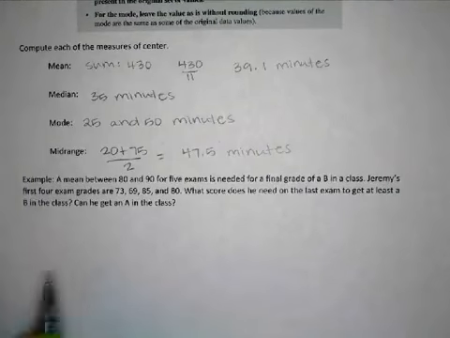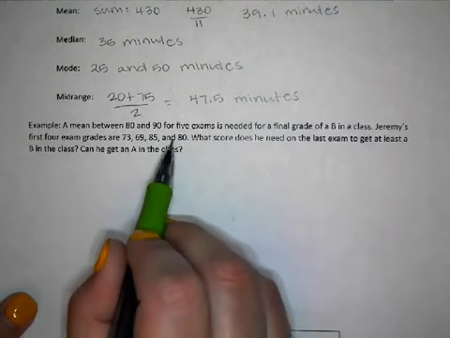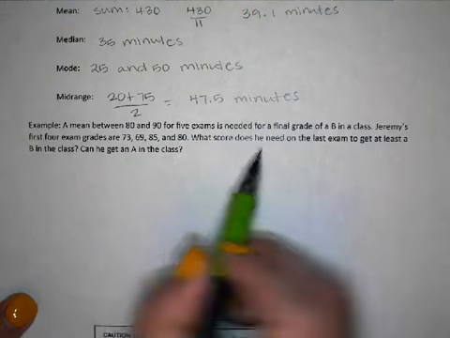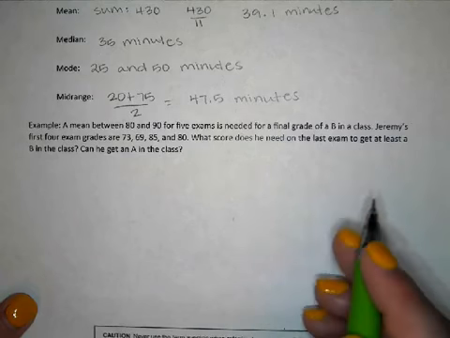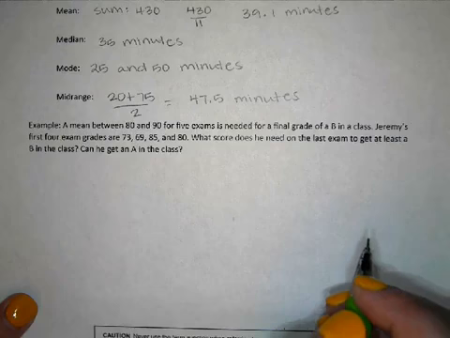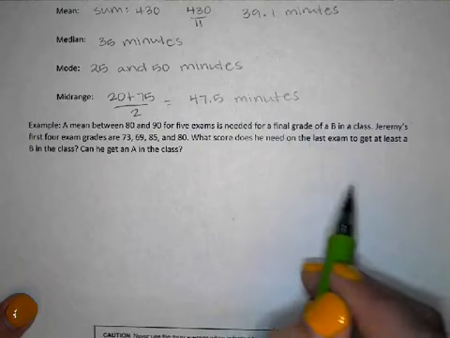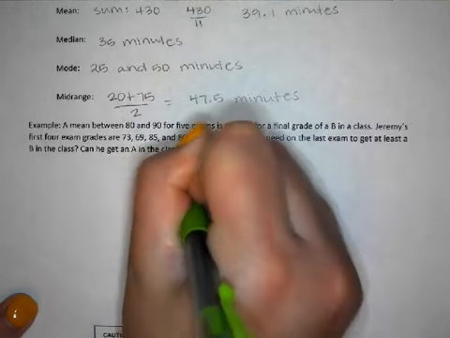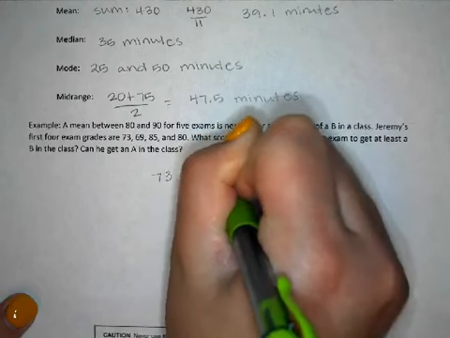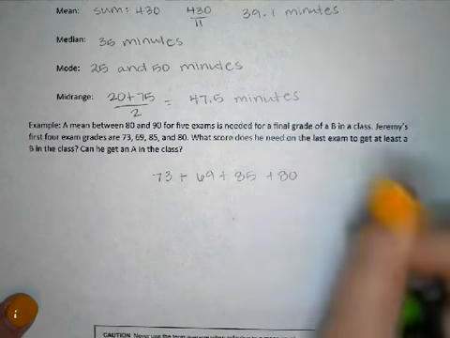Next example. A mean between 80 and 90 for 5 exams is needed for a final grade of a B in a class. Jeremy's first 4 exam grades are 73, 69, 85, and 80. What score does he need on the last exam to get at least a B in the class? So he has a 73, a 69, an 85, and an 80. And then he has some unknown 5th grade. We're not sure what this one's going to be.